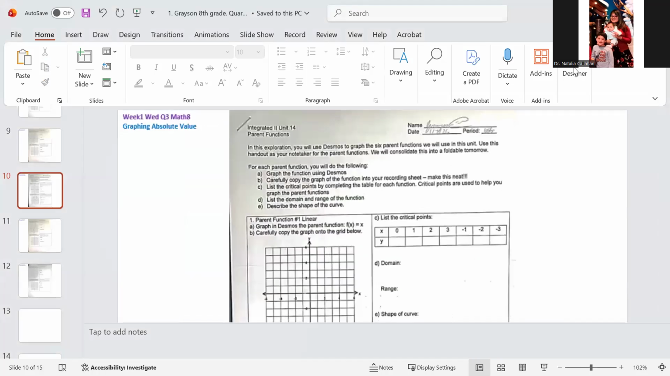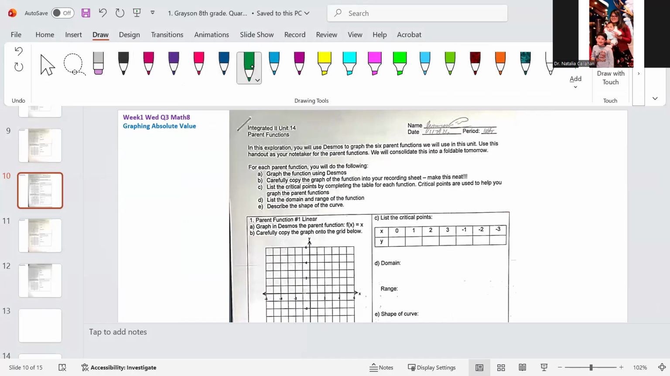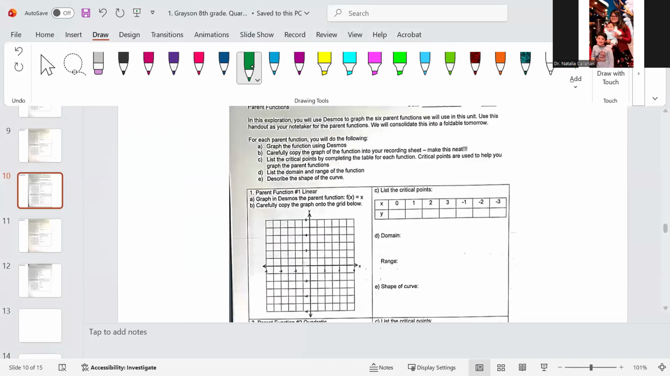All right, go ahead and read that, please. We're not using Desmos, so no Desmos. In this explanation, you will use Desmos to graph the 6 graph functions we will use in this unit. Use this handout as your note taker for the parent functions. You will consolidate this into a foldable tomorrow. So that's fine. All right.